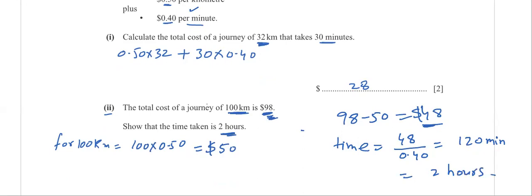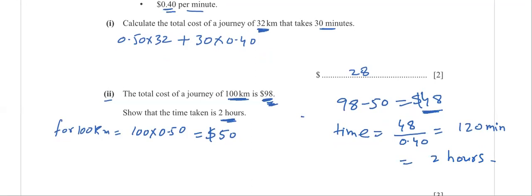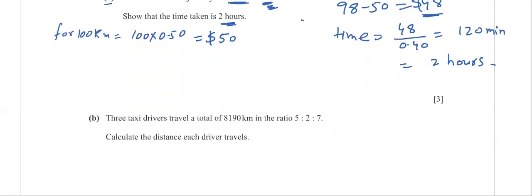It's very simple because you paid $48 and it said that per minute cost is 0.40. So how many minutes is it taking? 48 divided by per minute cost. That's simple. A little bit tricky, but it's very simple, not difficult at all.